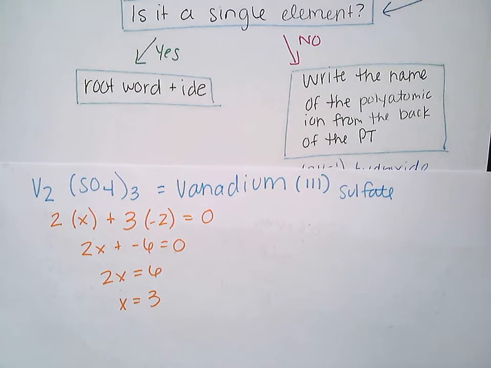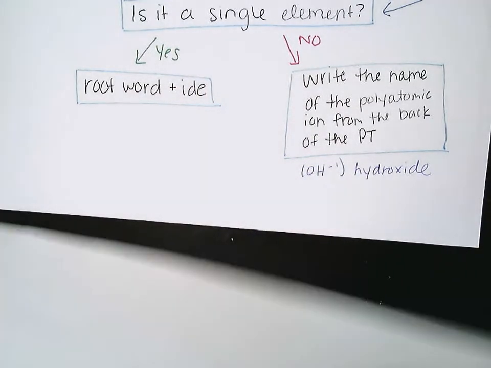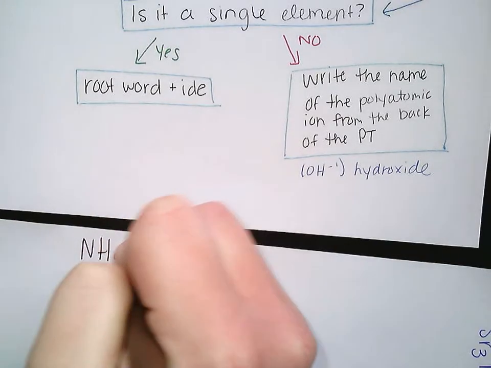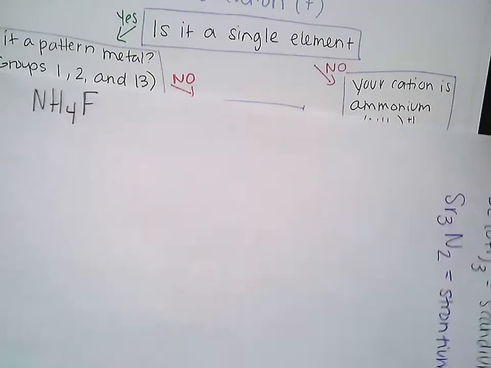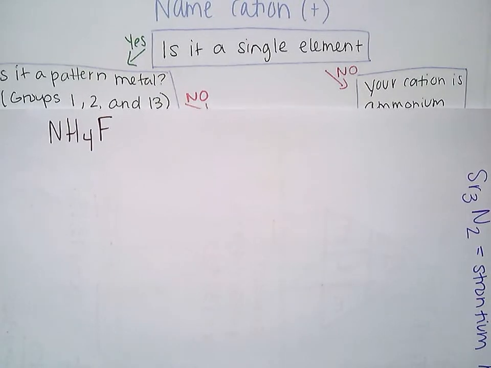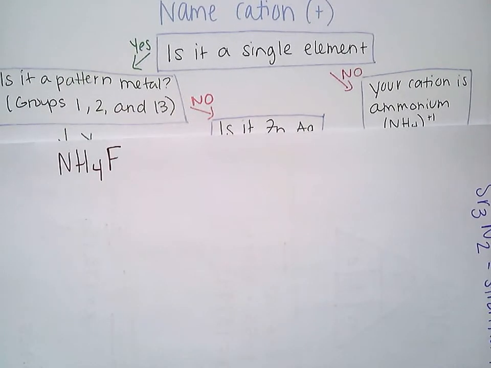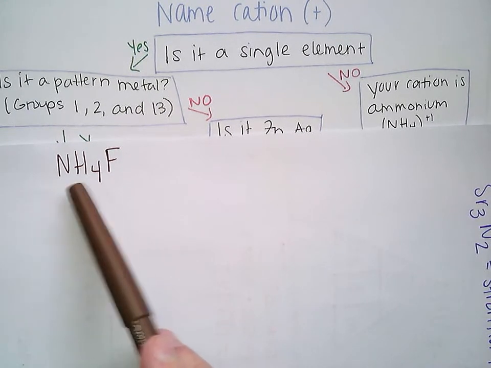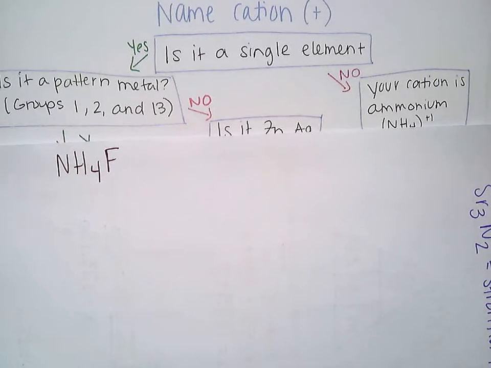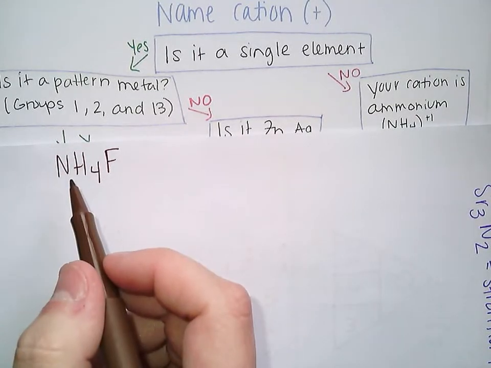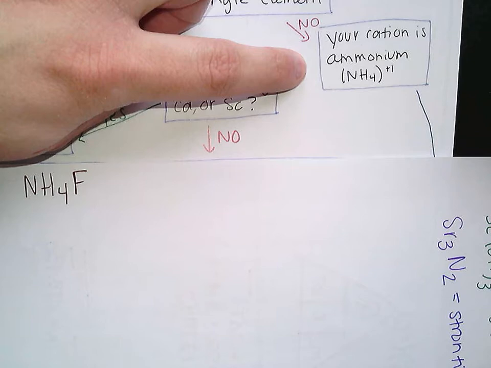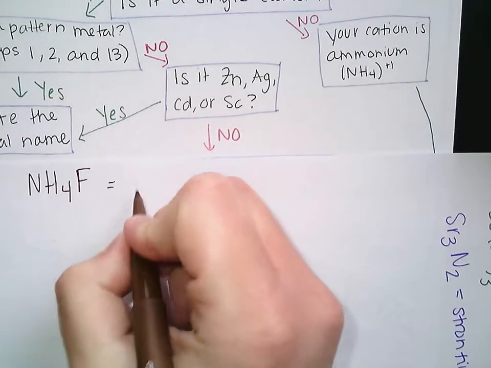Let's say I have NH4F. So again, I'm going to name my cation first, and the question is, is it a single element? It's NH4. I have 2 capital letters, so that is a compound. It's not a single element, or in this case, it's actually a polyatomic ion, but it's not a singular element. And our only option for us, if it's not a singular element, is that this is ammonium. So I'm going to go ahead and write that for my cation.